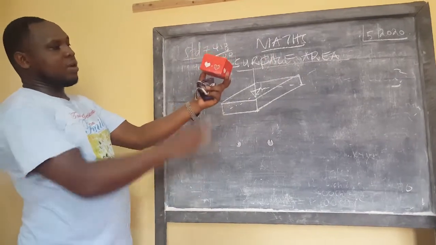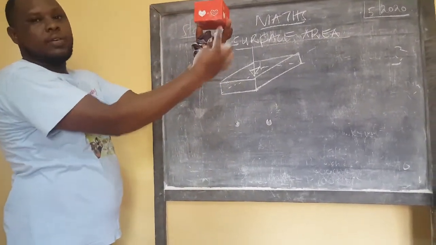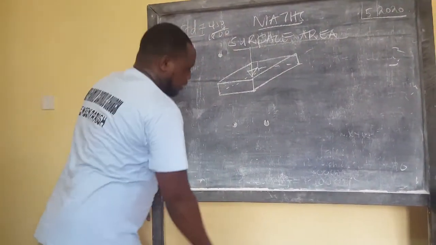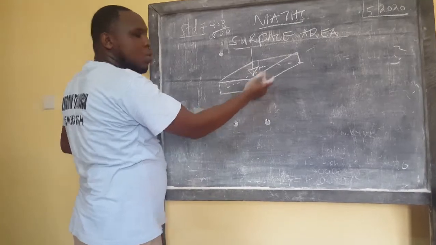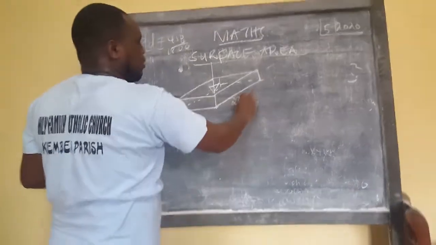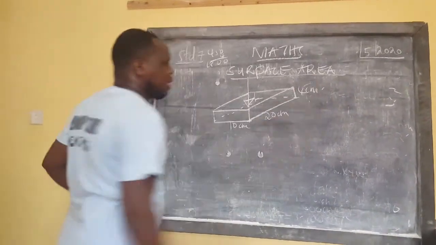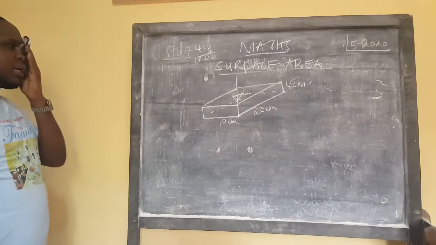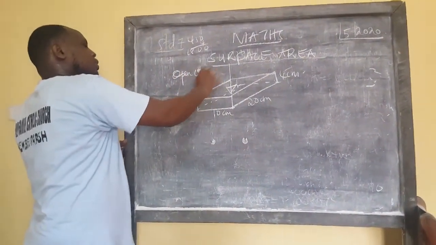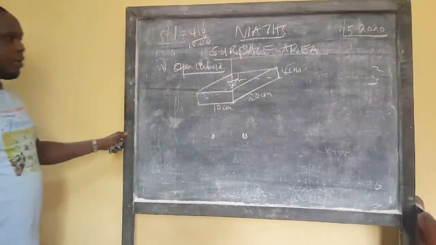If you count the faces, we have 1, 2, 3, 4, and then down 1, 5. So we want to remember that the below face is only 1. The upper one is not there. So if this is 20 centimeter, this is 10 centimeter, and this is 4 centimeter, can we get the area of that open cuboid? So this is an open cuboid, meaning that we are going to have 5 faces.